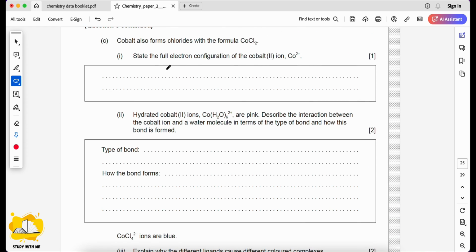Cobalt also forms chlorides with the formula CoCl2. State the full electron configuration of the cobalt 2+ ion. If it's cobalt only, with the number 27, that will be 1s2, 2s2, 2p6, 3s2, 3p6, 4s2, and 3d7. But for Co2+, we need to remove 2 electrons from the 4s, so it will be [Ar] 3d7.